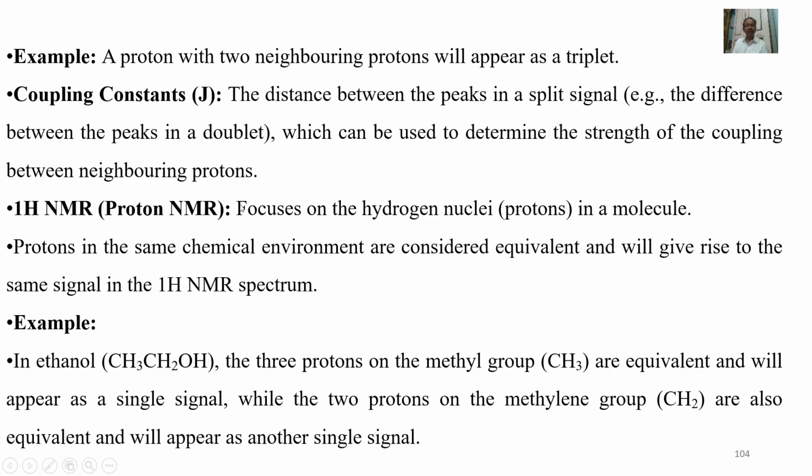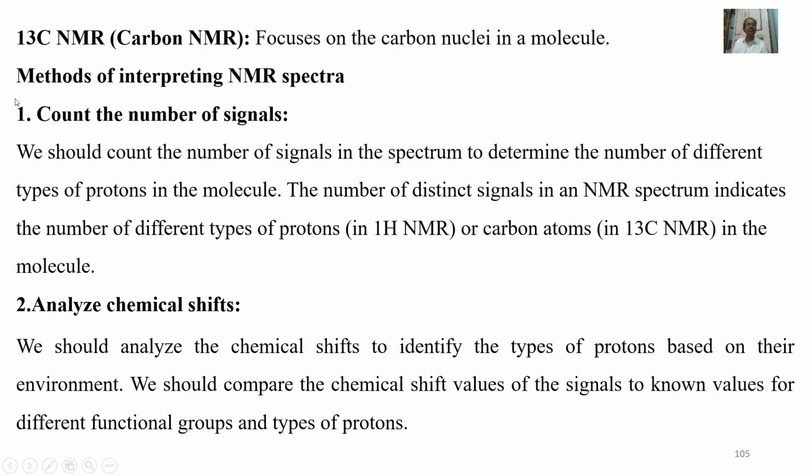Proton NMR focuses on the hydrogen nuclei, that is protons, in a molecule. Protons in the same chemical environment are considered equivalent and will give rise to the same signal in the proton NMR spectrum. Example, in ethanol, the three protons on the methyl group are equivalent and will appear as a single signal, while the two protons on the methylene group are also equivalent and will appear as another single signal. Carbon NMR focuses on the carbon nuclei in a molecule.